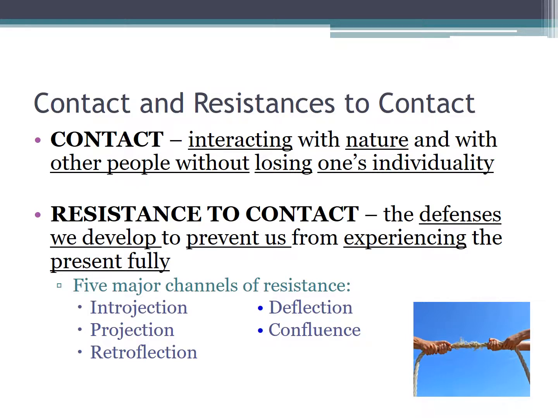Contact and resistances to contact. Contact: interacting with nature and with other people without losing one's individuality.